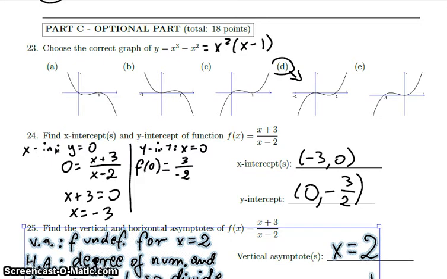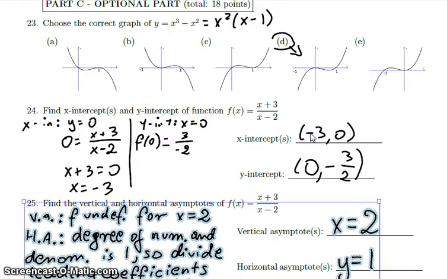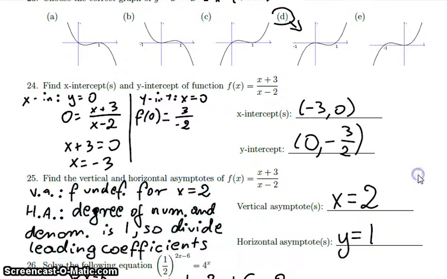Problem 24, find x-intercepts and y-intercepts of function f of x is equal to x plus 3 over x minus 2. For x-intercepts, we set y equal to 0. So you set the whole function equal to 0. So you have x plus 3 over x minus 2 is equal to 0. You multiply both sides by x minus 2. So you get x plus 3 is 0 and x equals negative 3. So your x-intercept is the point negative 3 comma 0.